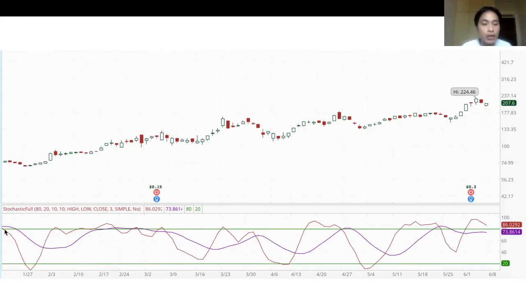Okay, so if you take a look here, prices are in overbought conditions. Like I mentioned, we ideally do not want to buy a stock when the stock is in overbought condition.